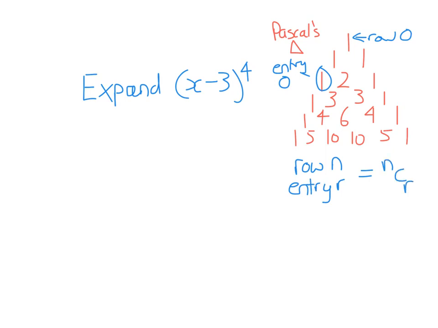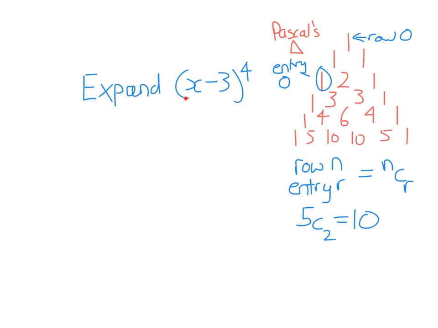So for example, if I wanted to calculate 5C2 from this, I go to row 0, 1, 2, 3, 4, 5, row 5, entry 0, 1, 2. 5C2 is equal to 10. So what does this have to do with binomial expansion?